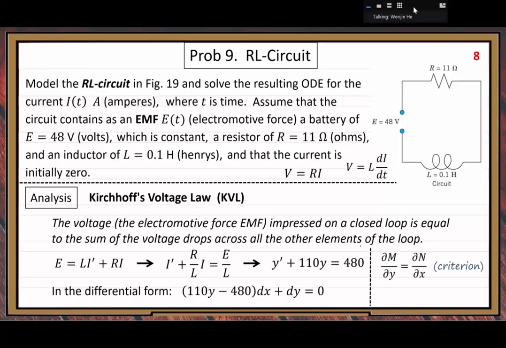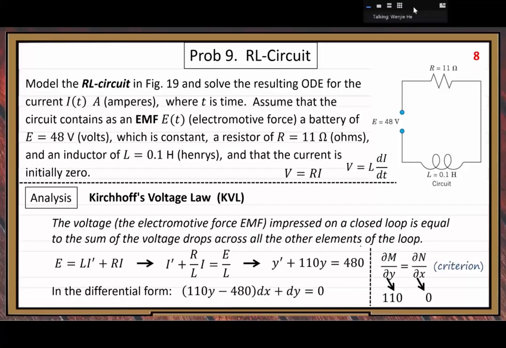All right. Partial M over partial y, compare it with partial N over partial x. It's very easy to find these two. Partial M over partial y, this is the M function, so that's 1. Partial N over partial x, that's 0, right? They are different. Not exact. Now, we have a new situation.